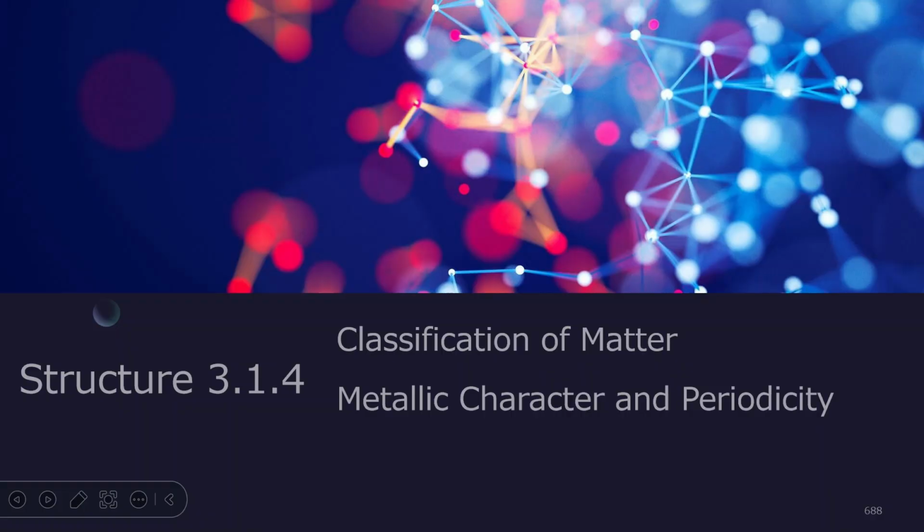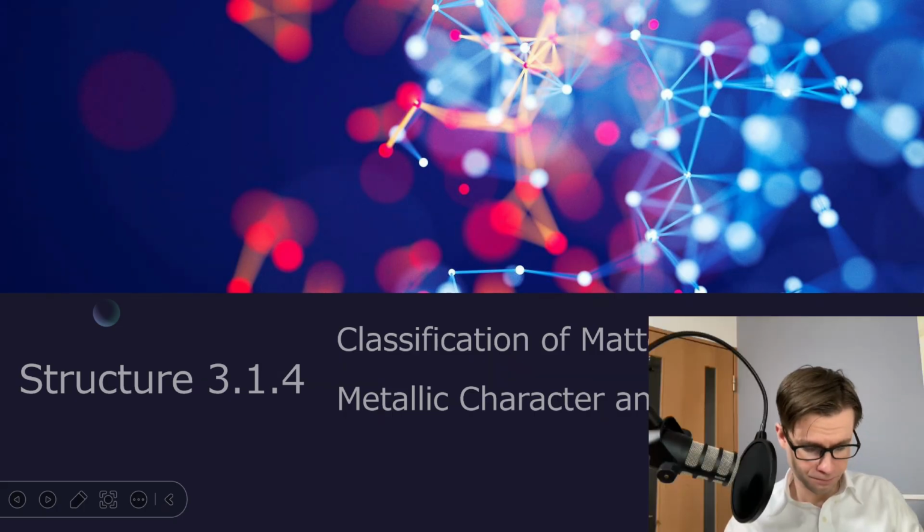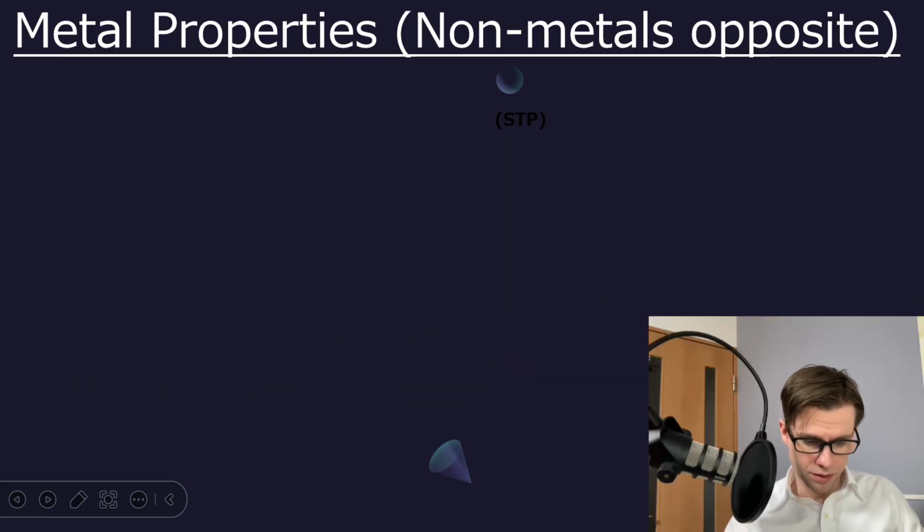So we are now in 3.1.4 in the classification of matter in the structure section of IB Chemistry SL. Metallic character and periodicity. In my previous videos, I've talked a lot about the trends on the periodic table. I've talked a little bit about metallic character.